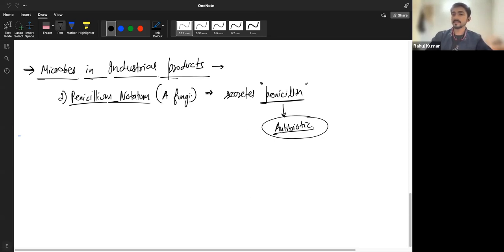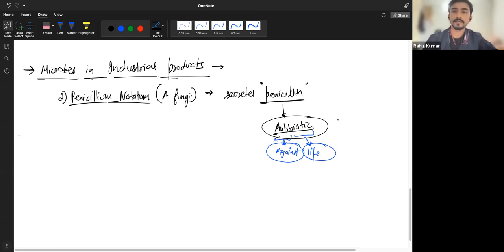Now, antibiotic means against life. The word anti means against, and the word biota comes from life. Now, whose life is this compound against? Our life? No, the bacteria's life, right?